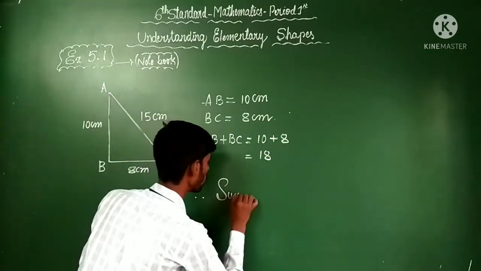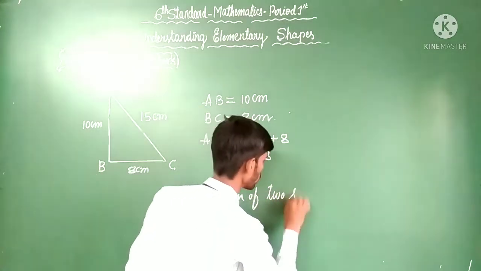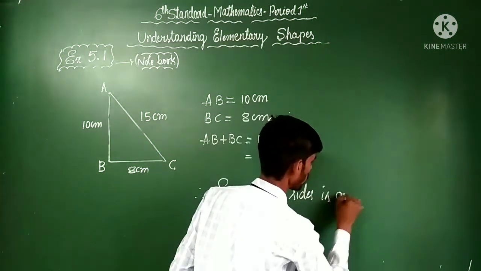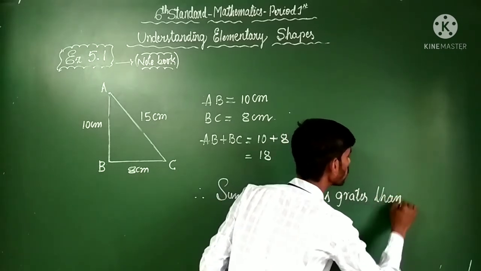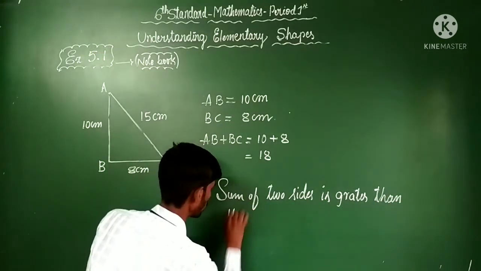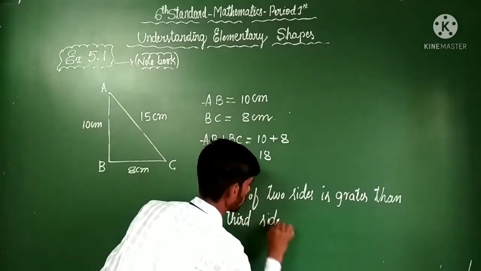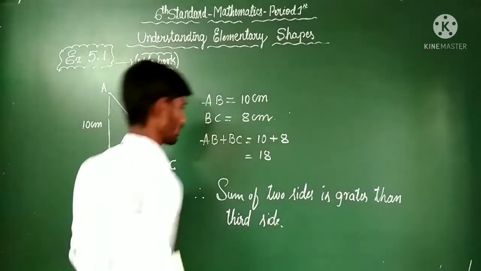Sum of two sides is greater than the third side. Greater than the third side. Okay.